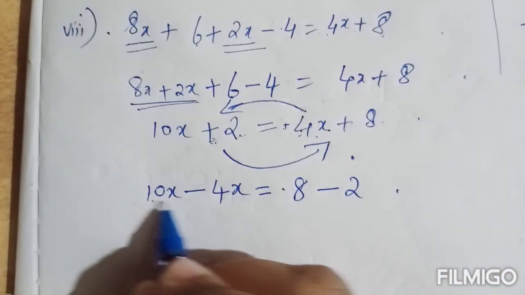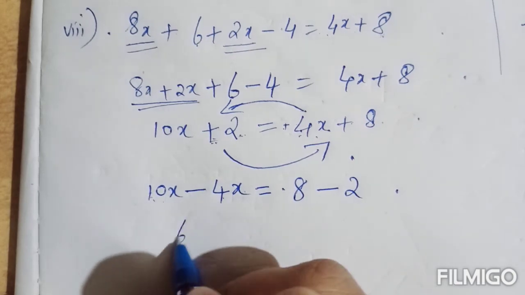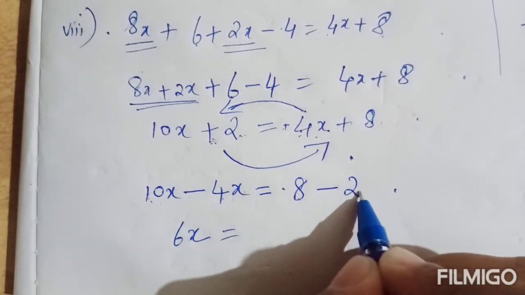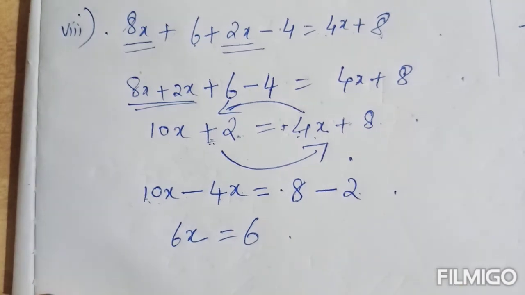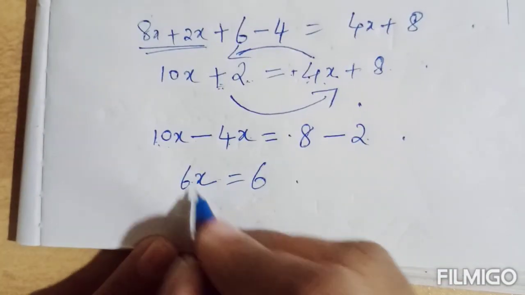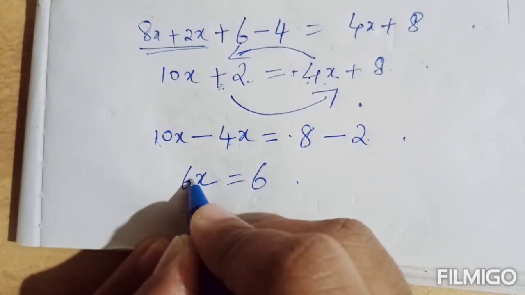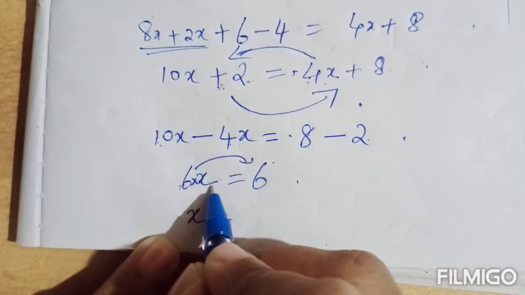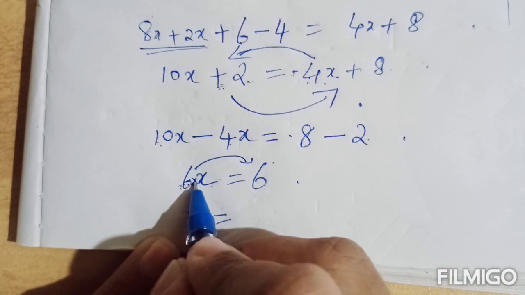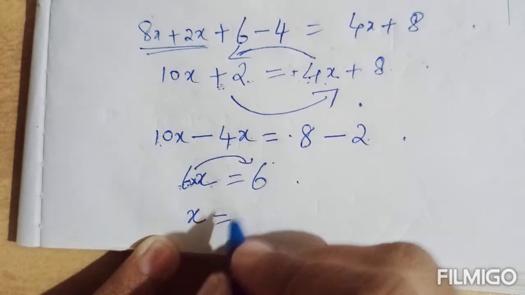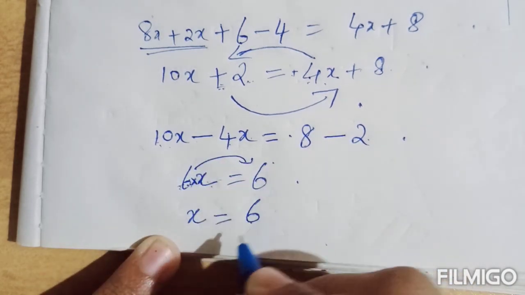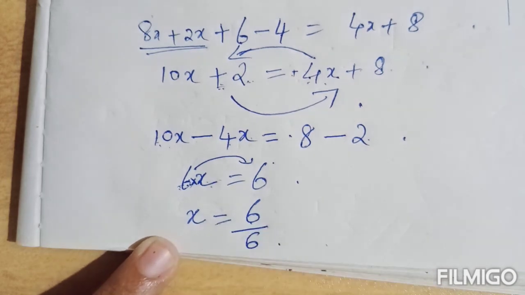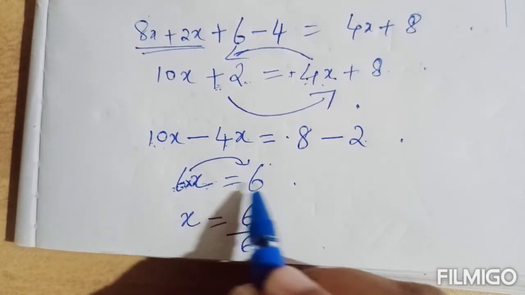Okay, now 10x minus 4x, 10 minus 4, it is 6x, equal to 8 minus 2, you will get 6. Now we have to find the value of x. Multiplication 6 we are taking to the other side, 6 into x. From this we are taking the 6, multiplication 6 to the other side. So that will be 6 divided by 6. Okay, 6 into x equal to 6.